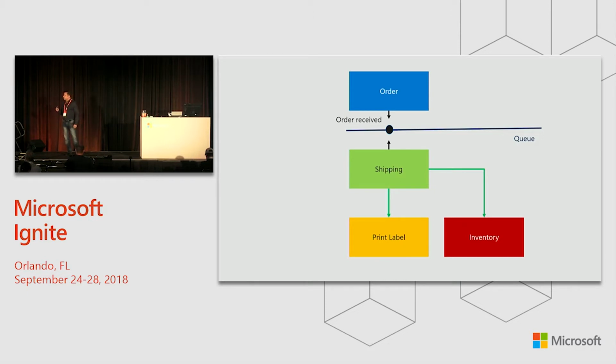The second thing we see is that my system is more resilient. It's more stable. Even if there's a problem in the shipping or inventory module, my system will still keep working. So that's one benefit we see out of event notification.